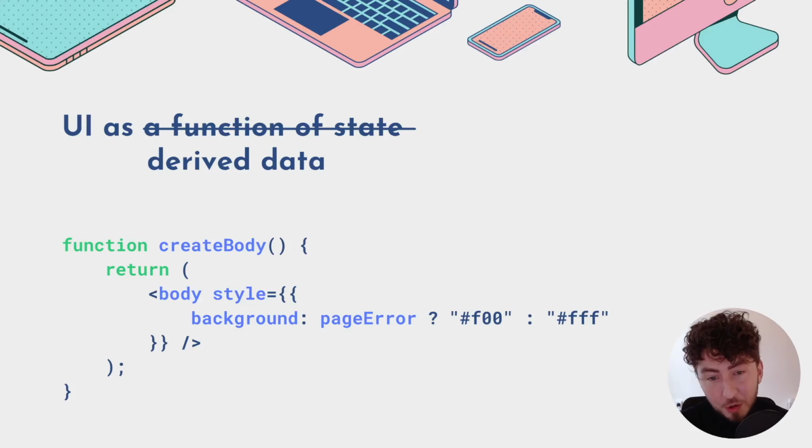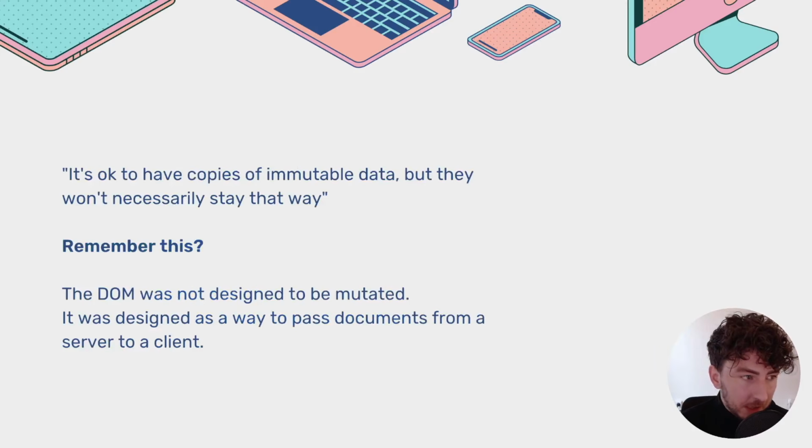We see this as a really cool solution, but it's a solution to the wrong problem, in my opinion. So it's interesting to think about, okay, if the DOM is so fundamentally incorrectly designed, why is that the case? Well, remember right at the beginning of the talk, one of the first things that I said was that it's okay to have copies of immutable data that doesn't change, but they won't necessarily stay that way in the long run, right? Remember? The reality is that the DOM was not designed to be mutated, right?